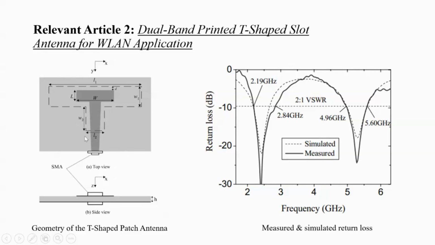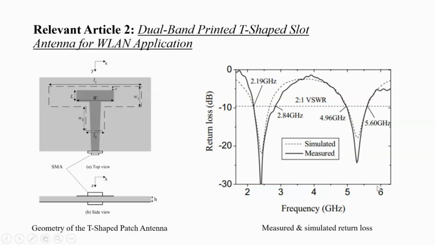with parameter L1, top side L1, W2, L1 and W2, W1, L1 and W1 also, the vertical component with parameter L2 and W2. The horizontal slot controls the resonant mode for 2.4 GHz band operation, while the vertical slot controls the resonant mode for 5.2 GHz band operation. So this is the dual band for 2.4 and 5.2 GHz for this second relevance article.